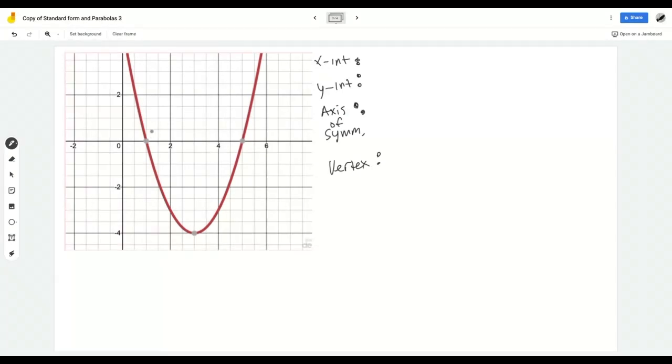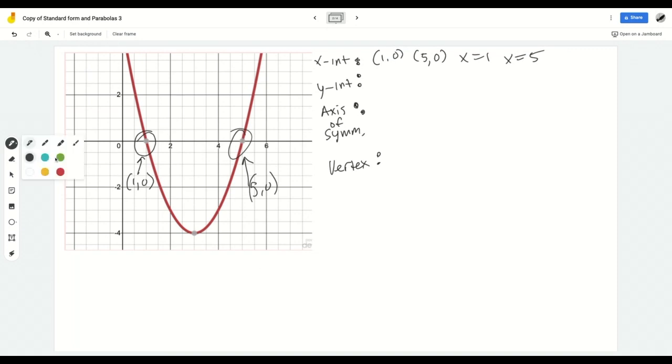All right. So x-intercepts. That's 1, 2. So this one is going to be 1, 0. This one's going to be 5, 0. I like this 1080p graph. It's so crisp. So my intercepts are at 1, 0 and 5, 0. Or if they say, what are the x values? You say, x equals 1, x equals 5.